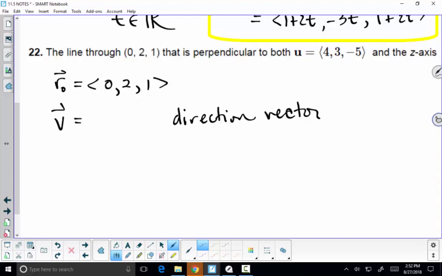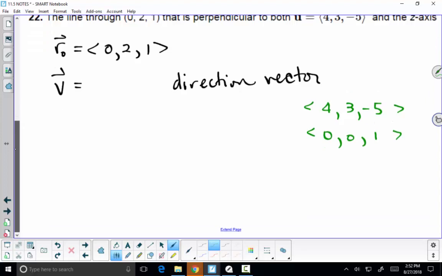You could do u cross the z-axis. You could do the z-axis cross u. There's all sorts of ways that you could come up with different v's that will all be parallel and equally valid. So can somebody give me a vector that points in the z direction? 0, 0, 1. Oh, that's a great vector. Excellent choice.